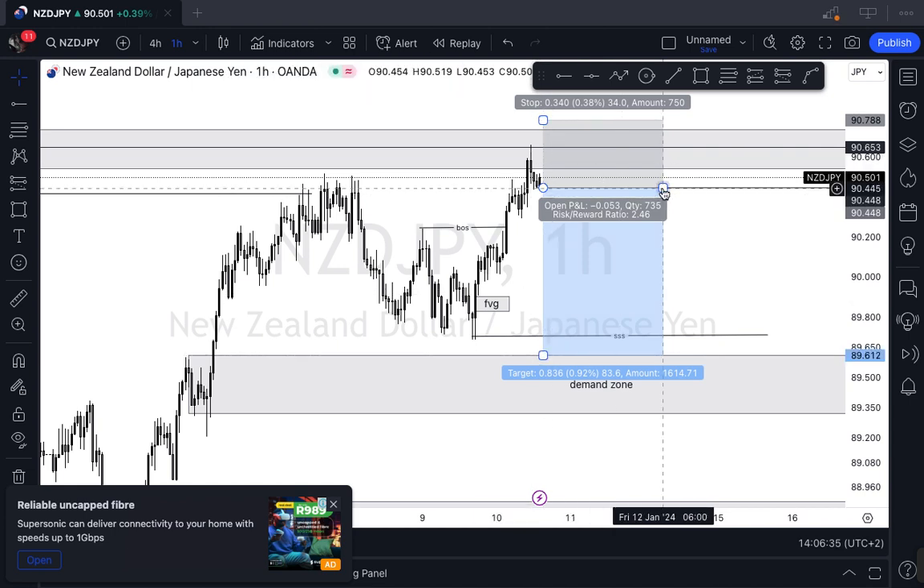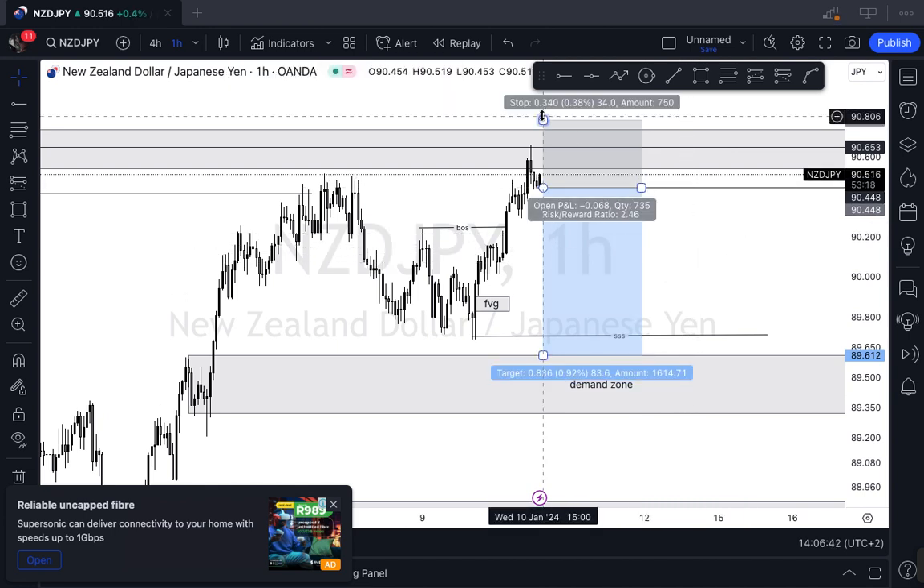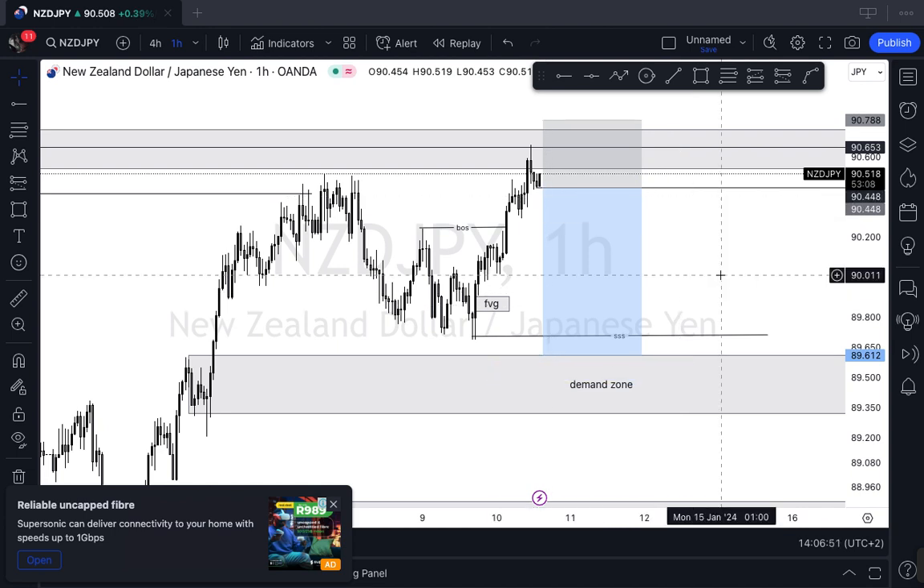So this is what we are looking at for this week. So we put our stop loss above that supply zone there. You understand? But we are still waiting just to get a little bit of extra confirmation. So this is what we are looking at on NZDJPY.